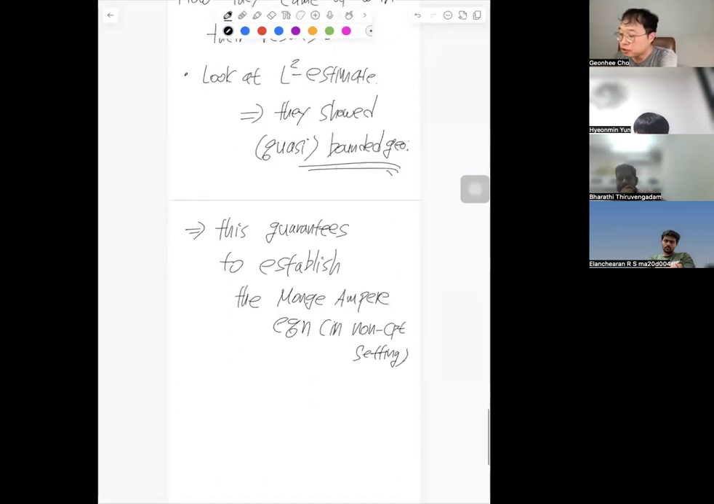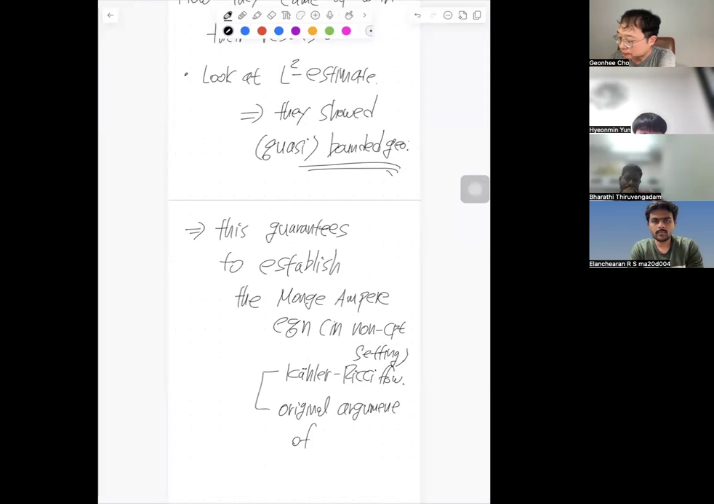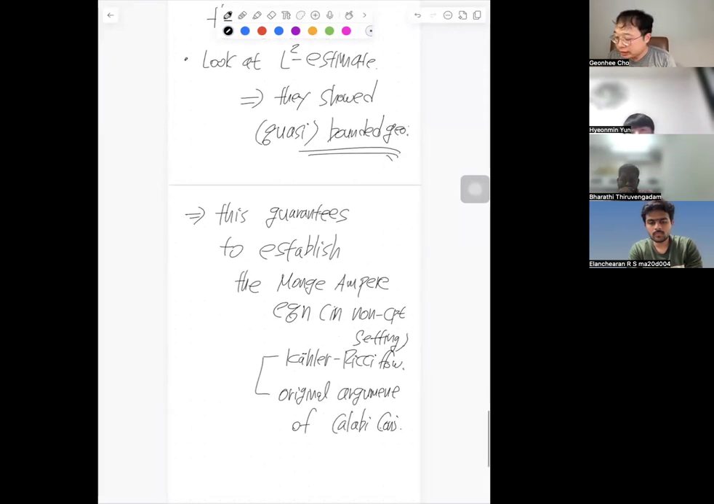Monge-Ampère equation. Monge-Ampère equation means both the Kähler-Ricci flow and also the original argument of the Calabi conjecture. Both. So then this guarantees to control the Kähler-Einstein metric. And others are just the byproducts.